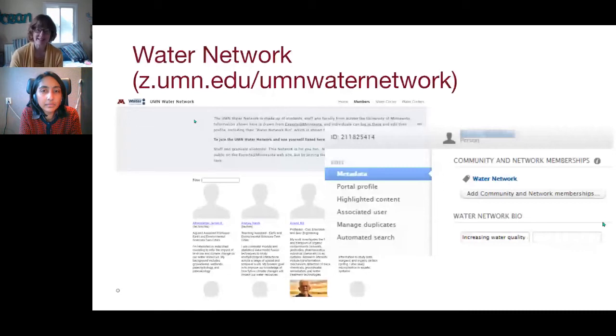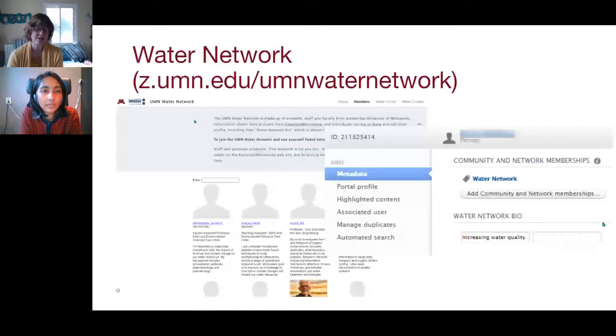They email, the email comes to us as well as someone who adds them to a mailing list. And we add a keyword to their Experts at Minnesota profile saying this person's part of the water network. And then our widget pulls those people and also their recent publications into the water network website, separate again from the Experts at Minnesota website.